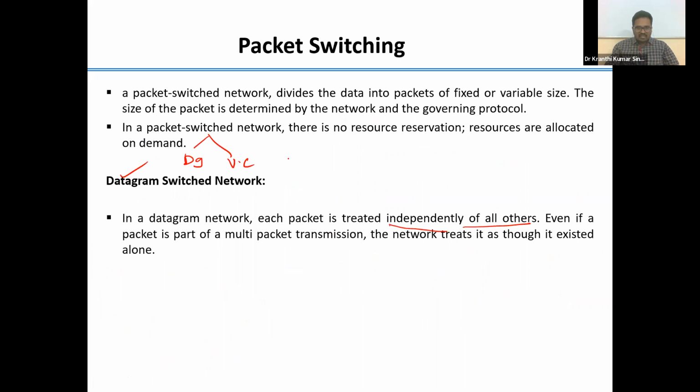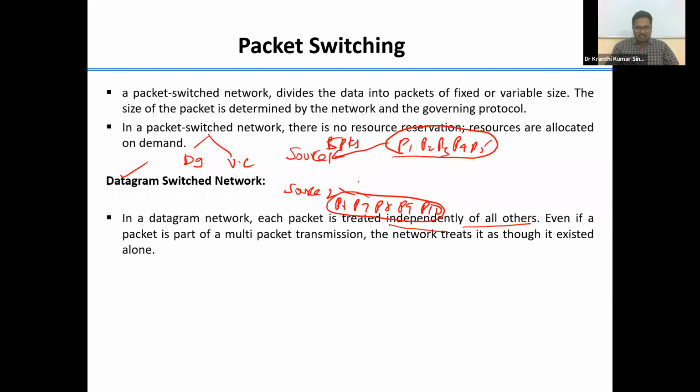That means if we have source 1 and source 2, source 1 has 5 packets. We call them packet 1, packet 2, packet 3, packet 4, packet 5. Source 2 has other 5 packets. We call them packet 6, packet 7, packet 8, packet 9, packet 10. If you combine all the packets of source 1, it is the actual message of source 1. If you combine all these packets, it is the actual message of source 2.